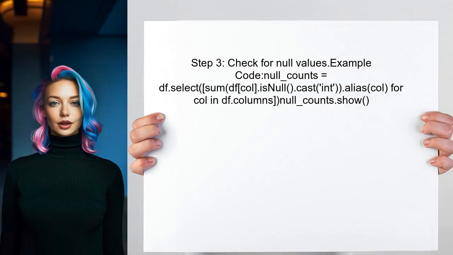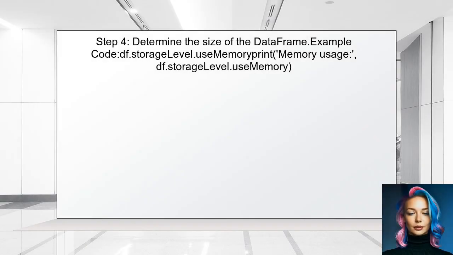To check for null values in the data frame, the user can use the isNull method combined with the sum function. This will help identify how many nulls are present in each column. Finally, to determine the size of the data frame in terms of memory usage, the user can use the storageLevel method. This will provide insights into how much memory the data frame is consuming.